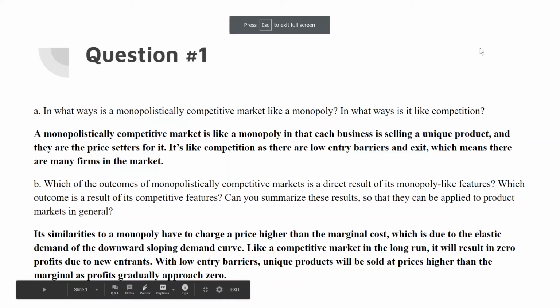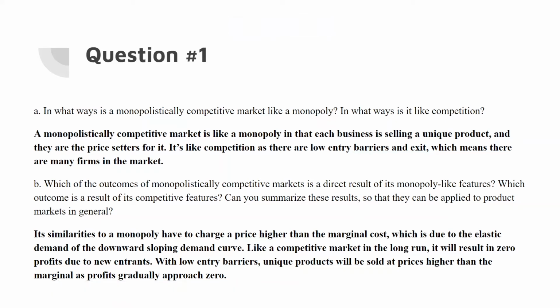All right, so with question number one, part A, a monopolistic competitive market is similar to a monopoly in that each business or firm is selling a unique product and they are the price setters. But also in the scenario, there is a downward sloping demand curve because demand is highly elastic. And it's like a competition because of the low barriers of entry. It means that there are many firms to compete.